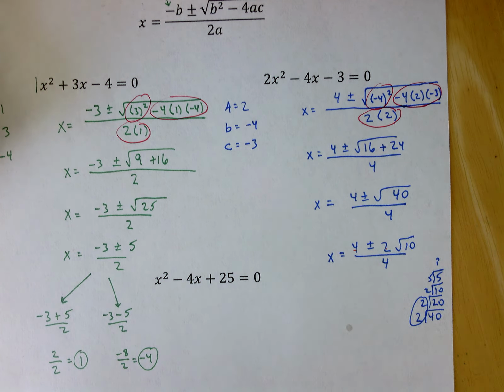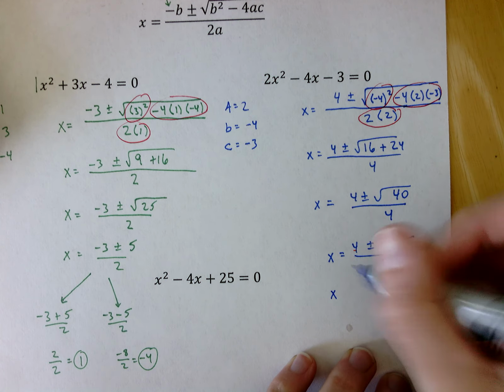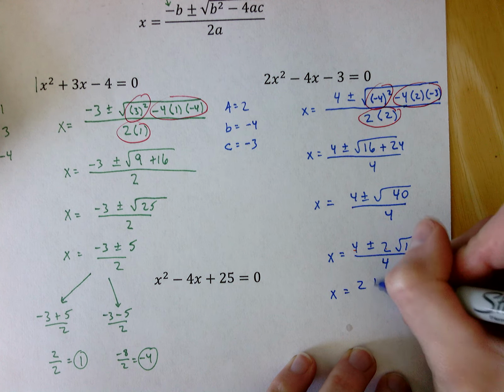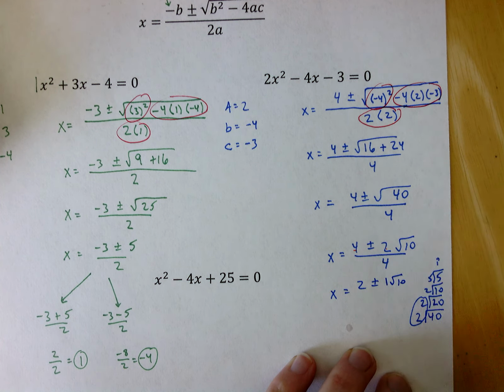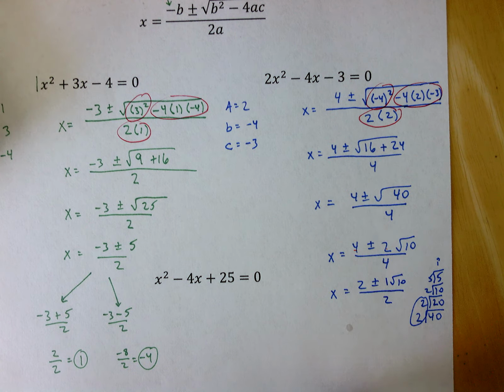Okay, and again, it's got to be the outside numbers. The 10 doesn't matter. Okay, so I'm going to divide all of those outside numbers by 2 and make it 2 plus or minus 1 times the square root of 10. You don't need to put the 1 there. Over 2.